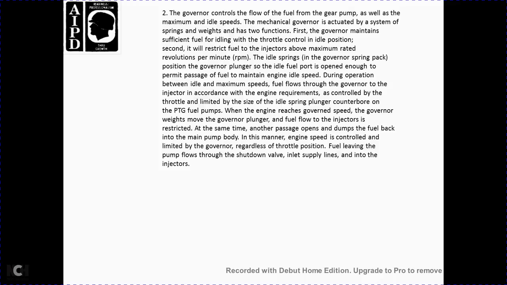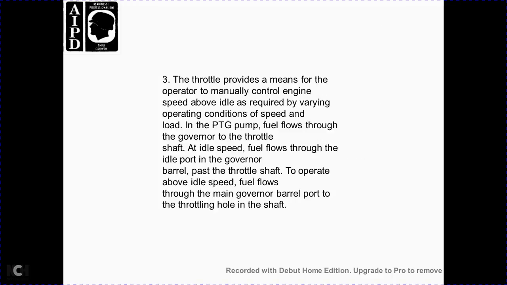Pressurized time gear fuel pump of the engine reaches the governor, which regulates speed. The plunger controls the fuel flow with the injector restricted, while at the same time another passage opens to dump fuel back to the main pump. Engine speed is limited by the governor regardless of the throttle operation. Fuel leaves the pump through the shutdown valve and the inlet supply lines into the injectors.